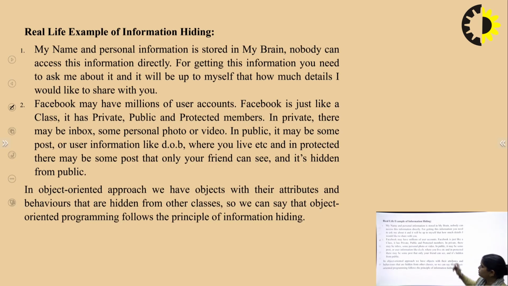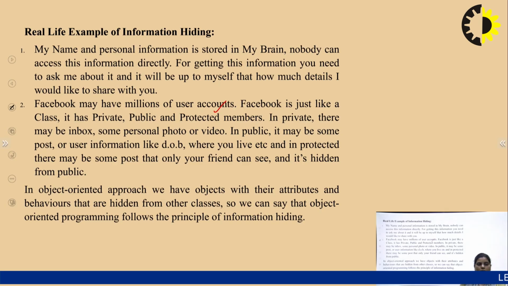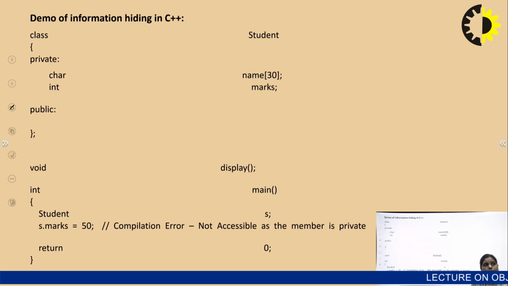So Facebook is also a real world example of information hiding, from which we can see how information hiding is used. In the object oriented approach, we have objects with their attributes and behaviors that are hidden from other classes. So we can say that object oriented programming follows the principle of information hiding.